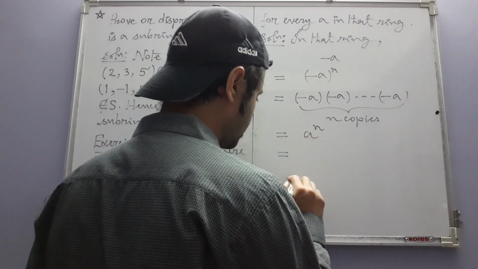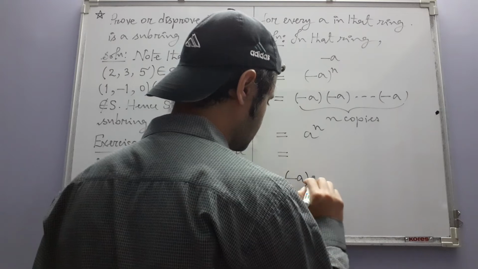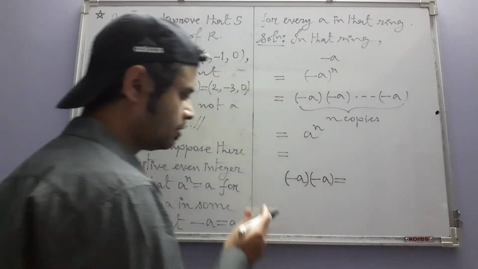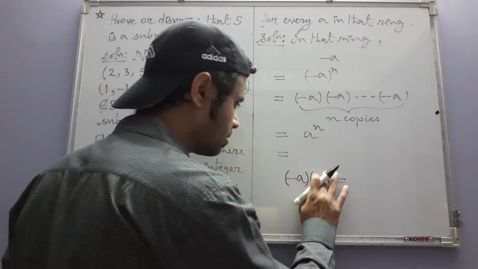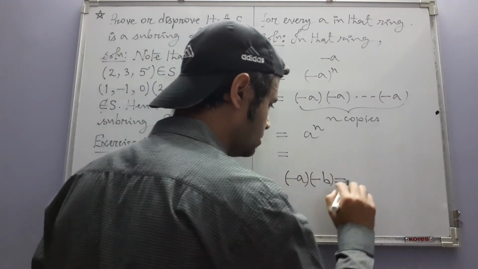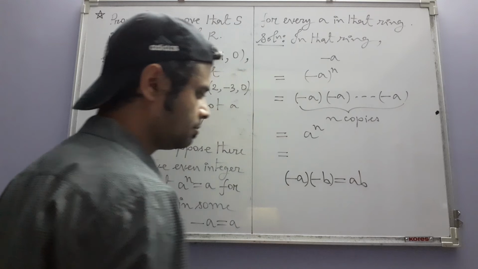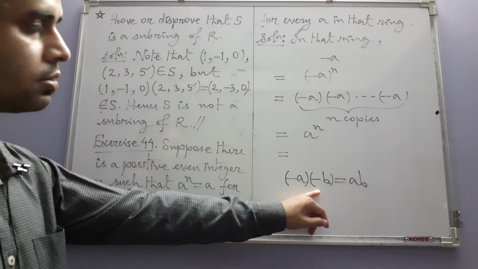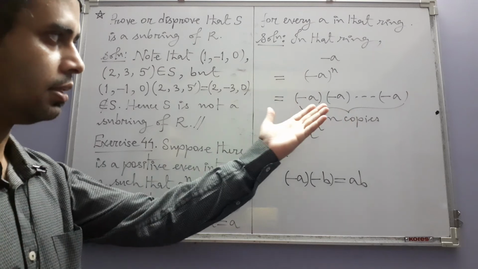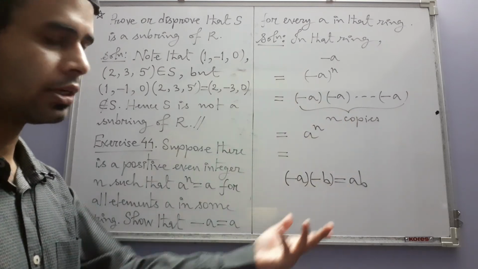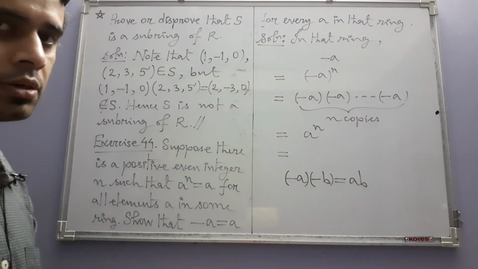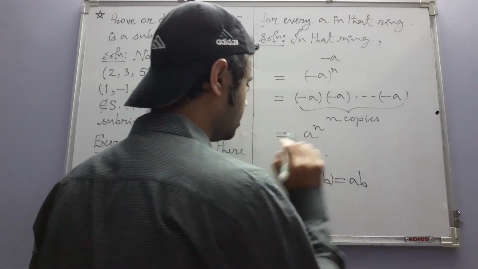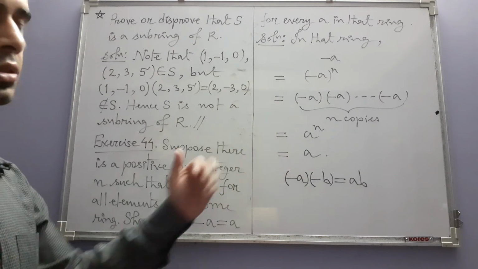The thing here that is happening is this. You know that in a ring, this is equal to ab. So here we have two factors. Here we have an even number of factors. So the negative sign vanishes. And this again is equal to a. So that's why minus a is equal to a.